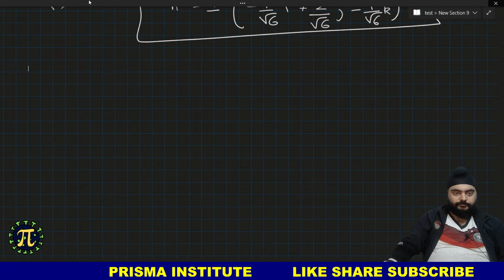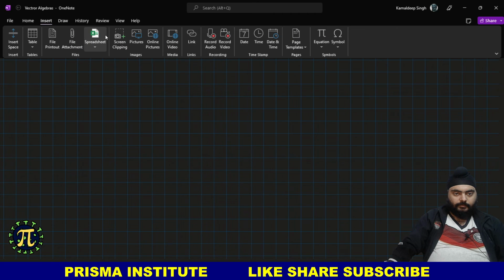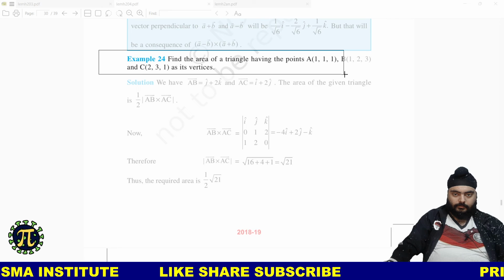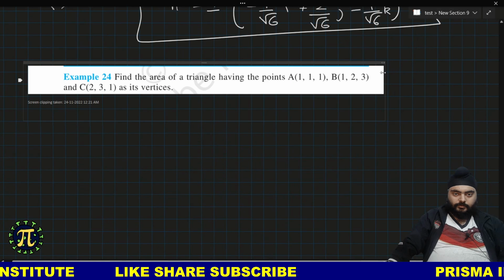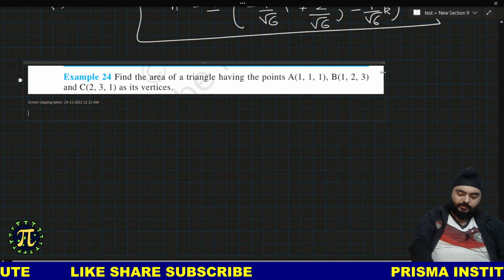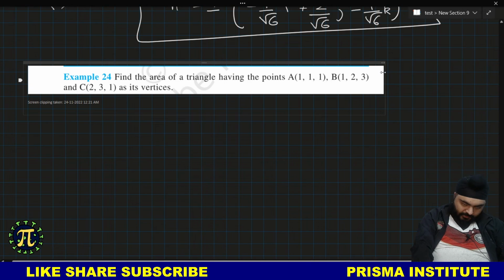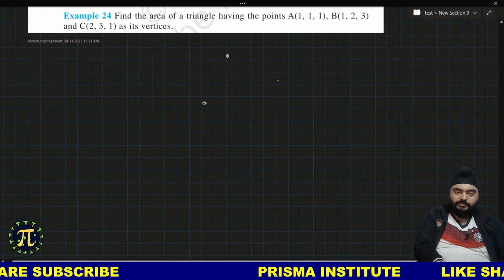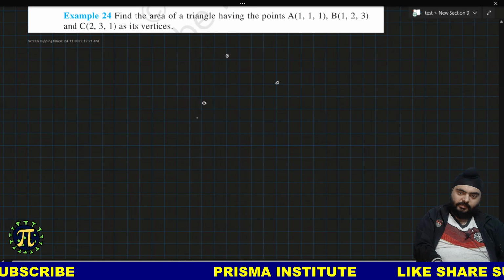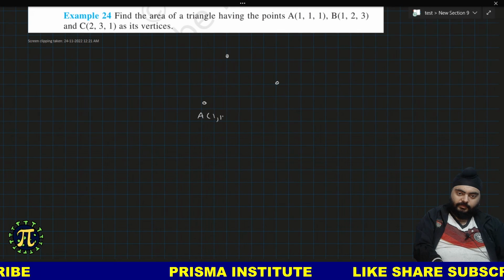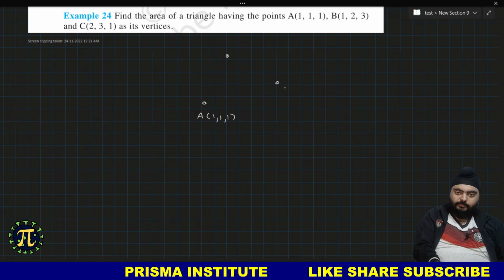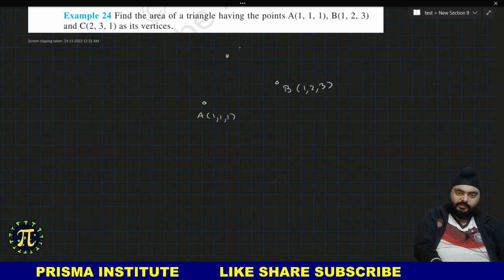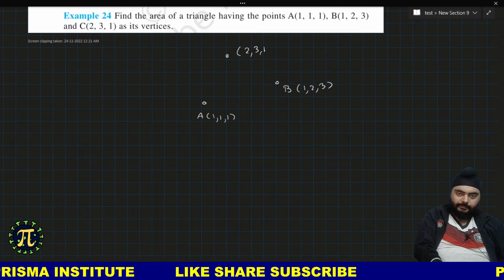Okay, so next question. So find the area of the triangle formed by all these 3 points. Okay, so हम एक रफ सा डायग्राम बना लेंगे. Let's say this is A, this is B, this is C. A है 1 1 1, B है 1 2 3 एंड C है 2 3 1.